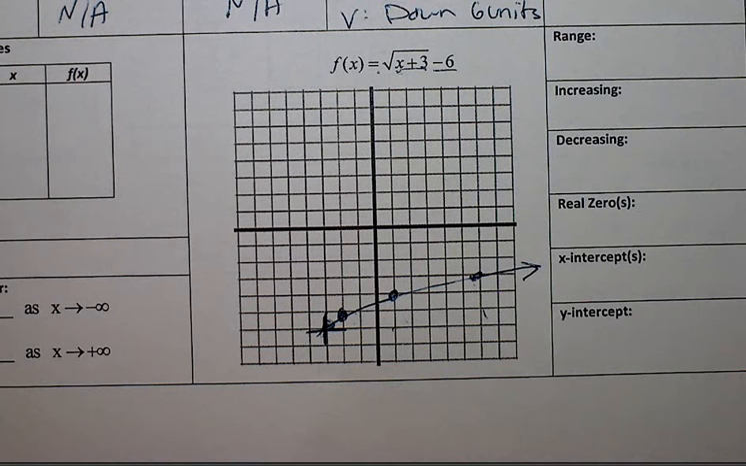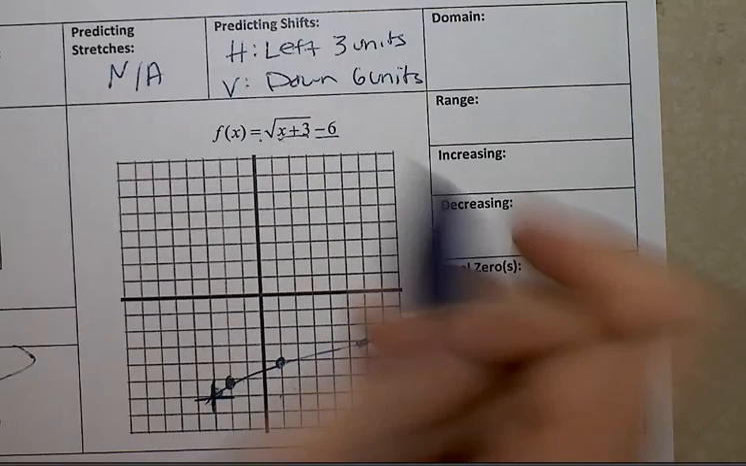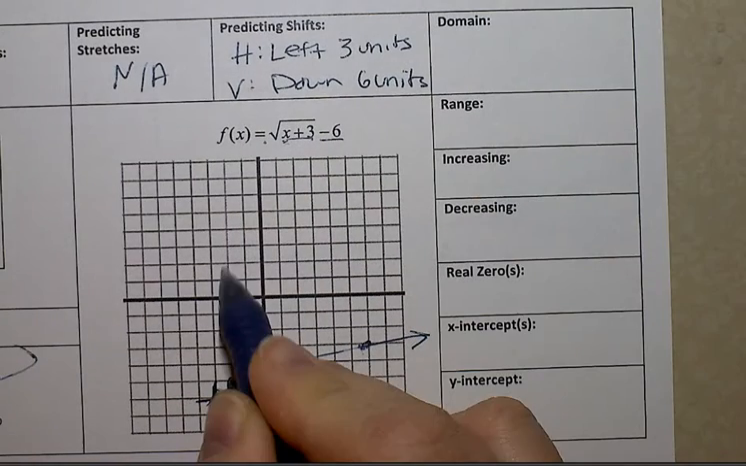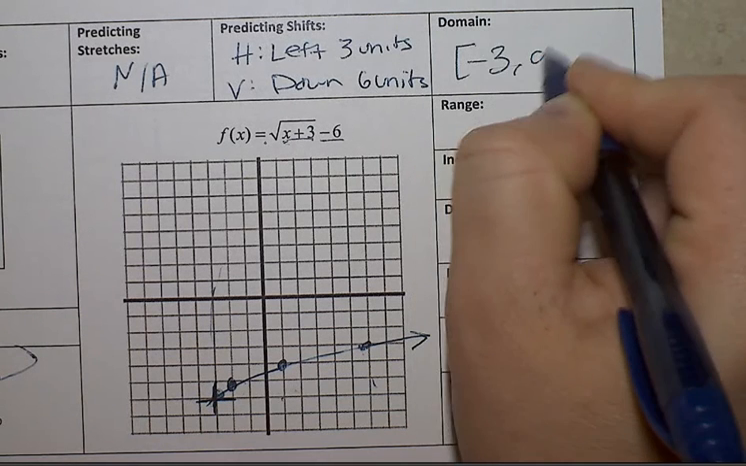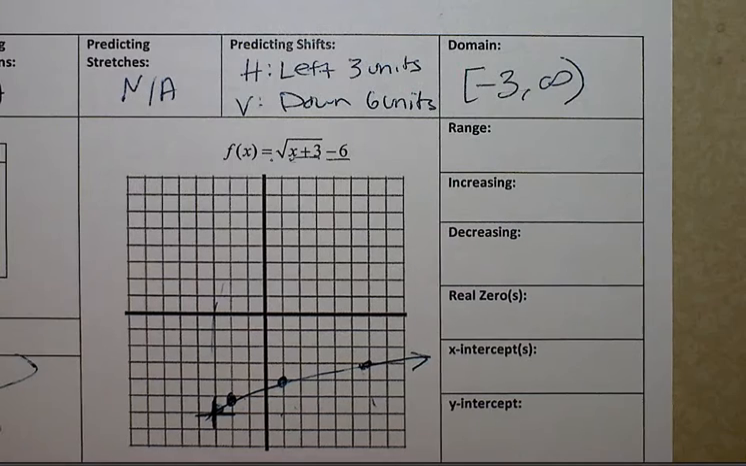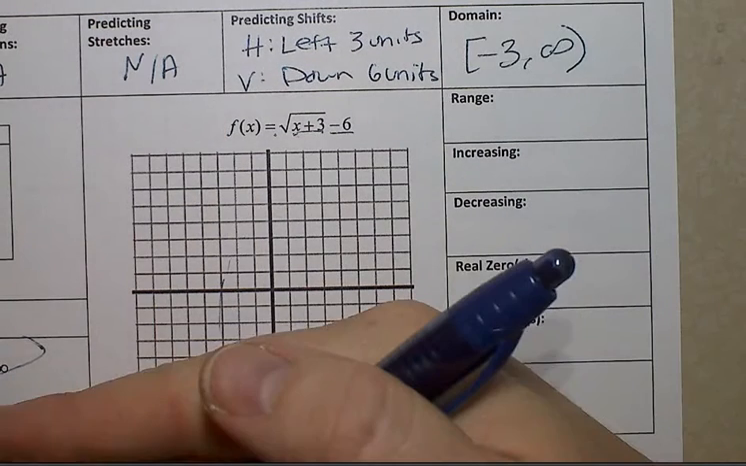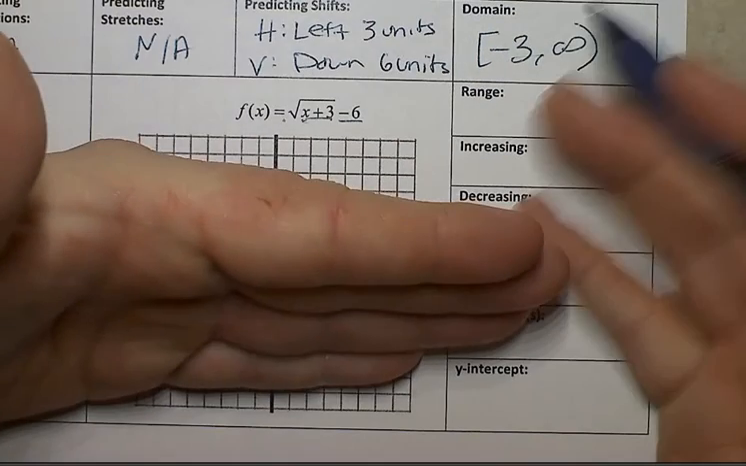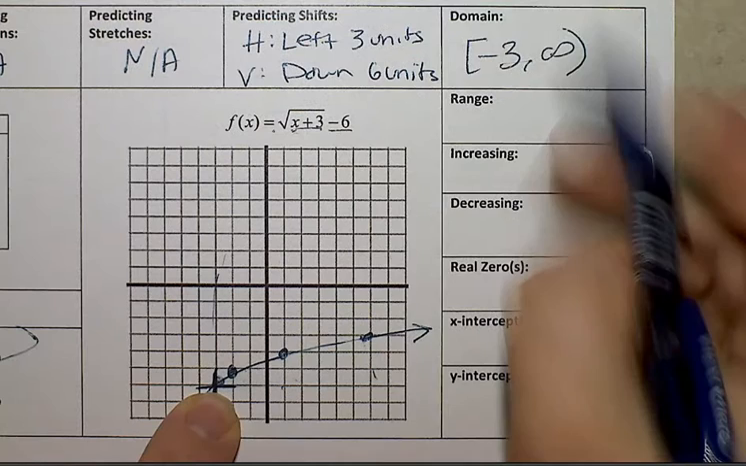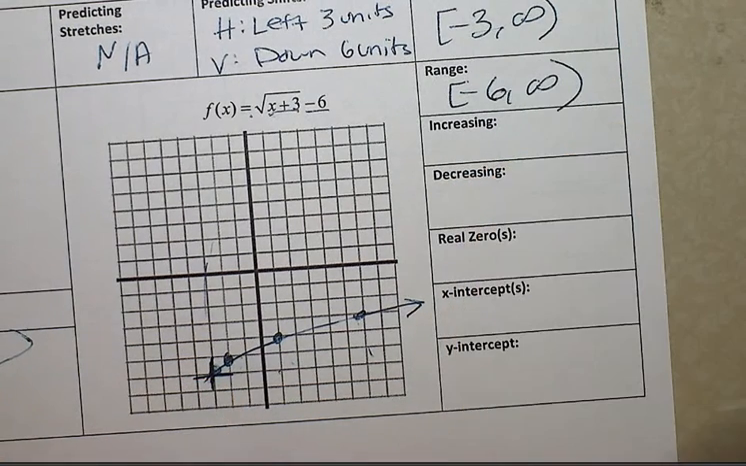Okay, so I have my function down. Let's talk about the domain. Domain is in terms of x values. It starts at x equals -3 and it continues to move to the right. Domain is always left to right. Range is always bottom moving up. So the range starts at a value of y equals -6. It too moves upward continuously.